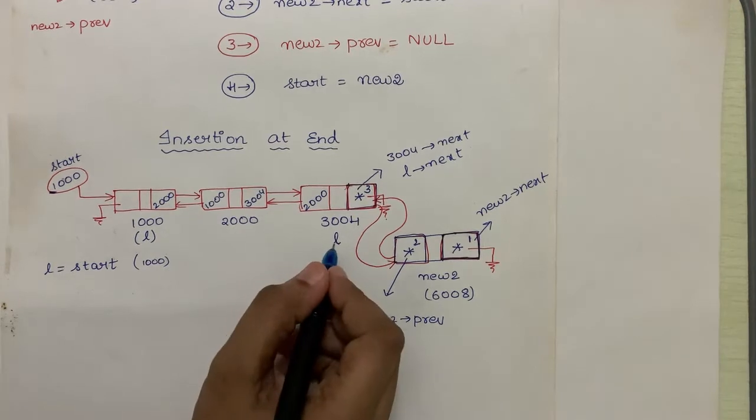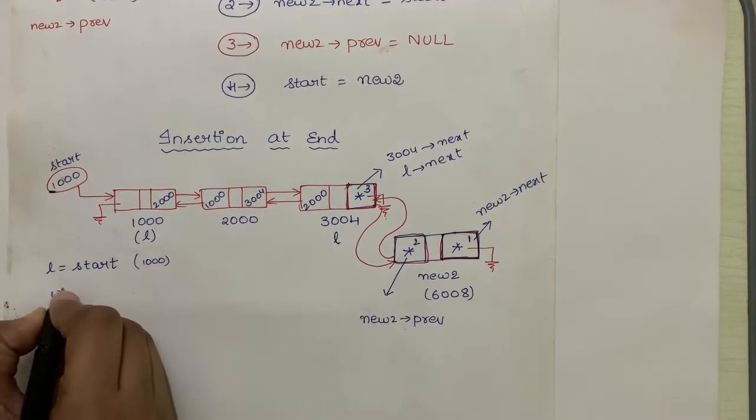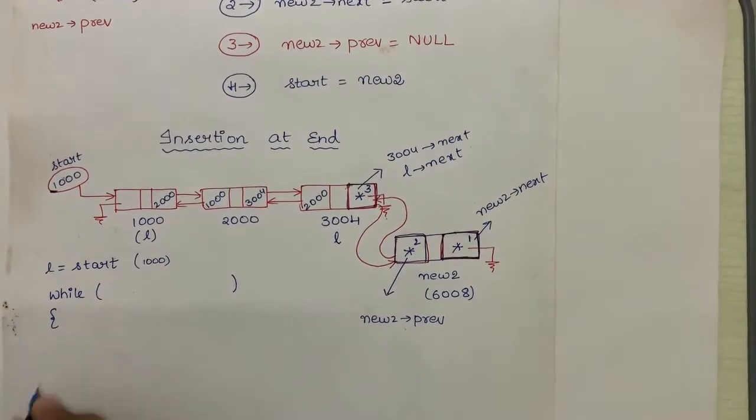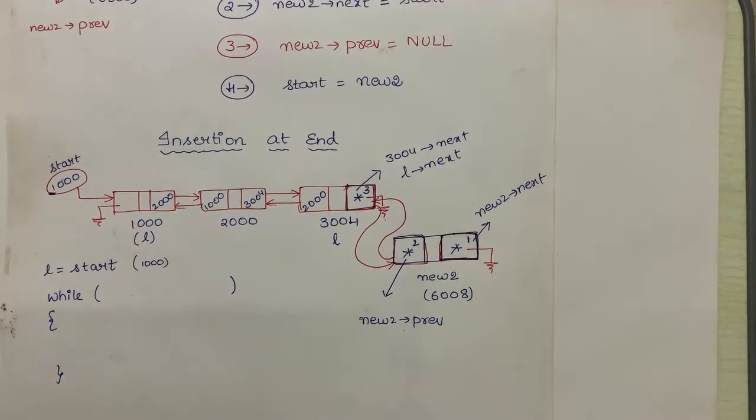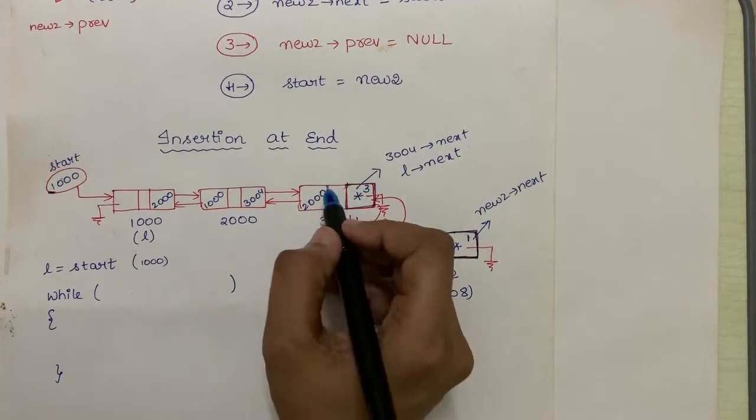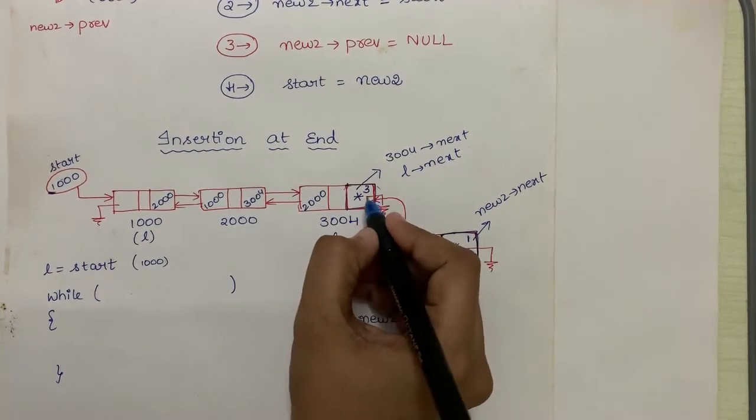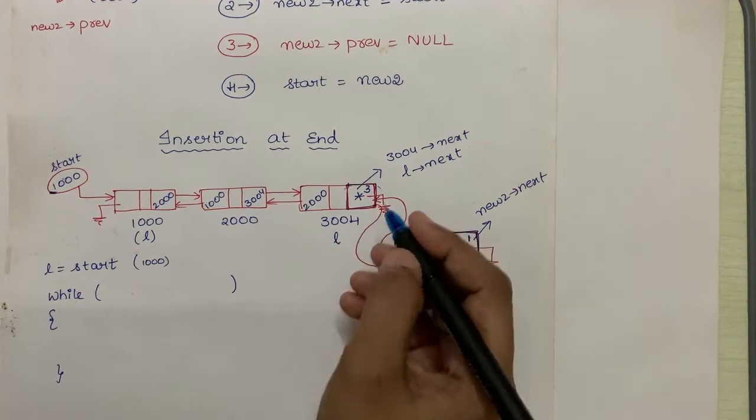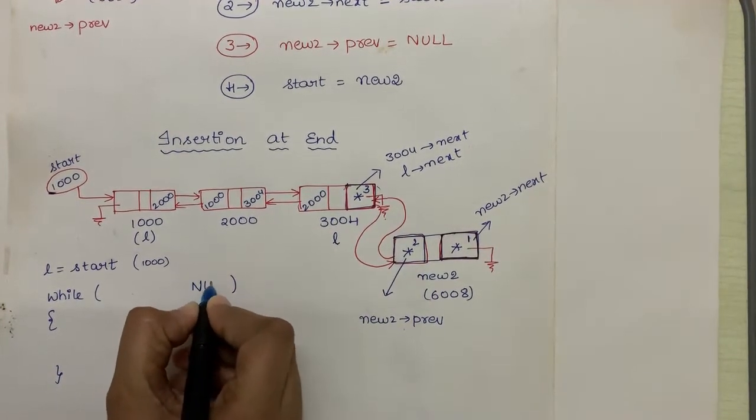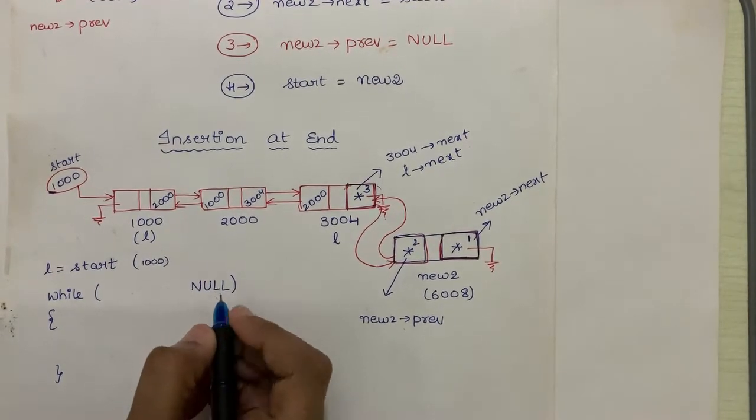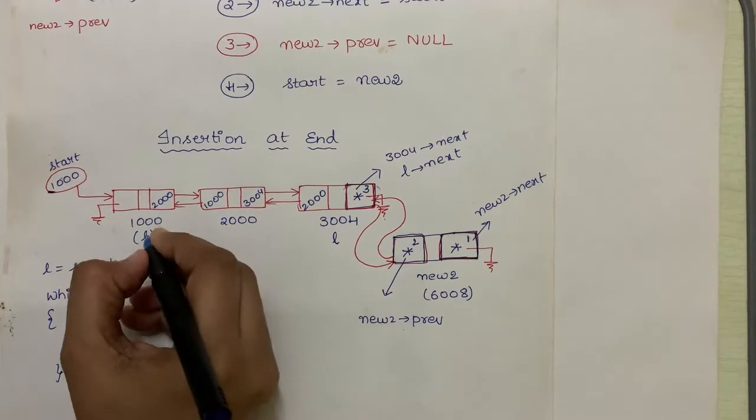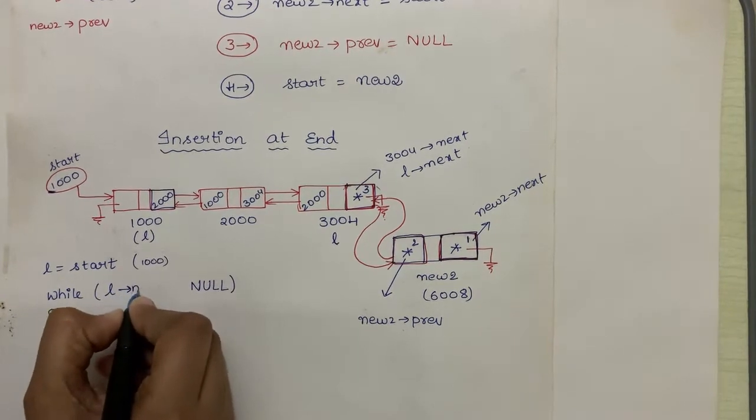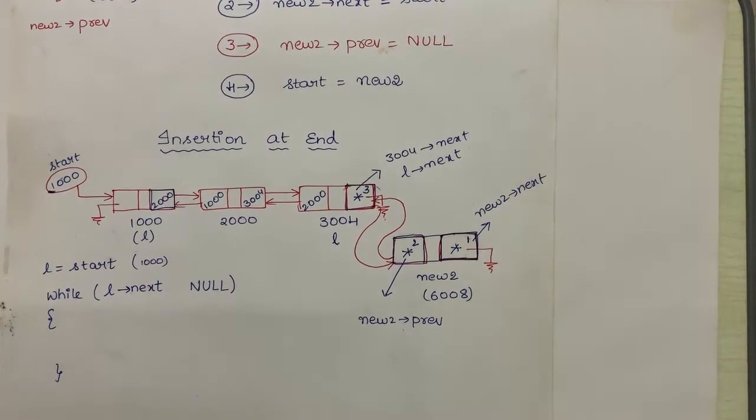So for traversing, we should write a loop. What should be inside this loop? What should be the condition here? So we need to find out the property of the last node. What is the property of the last node? Last node third field will be null always. So using that null value, we will write the condition. Suppose this is L, third field will be L next. So with L next, we will write the condition.